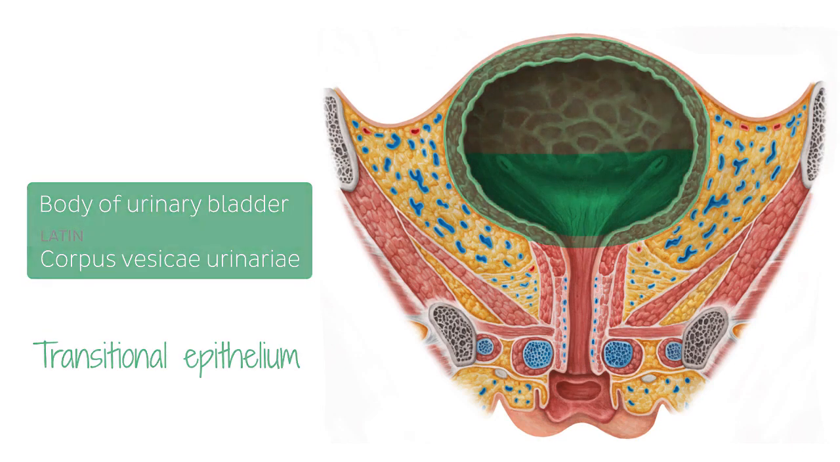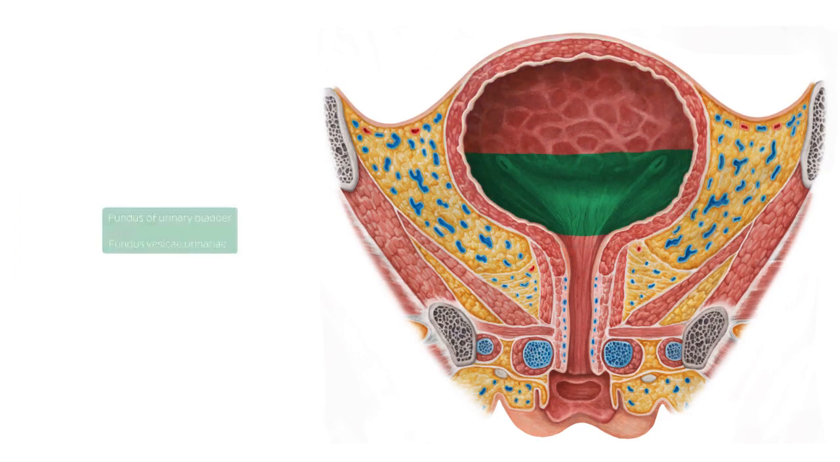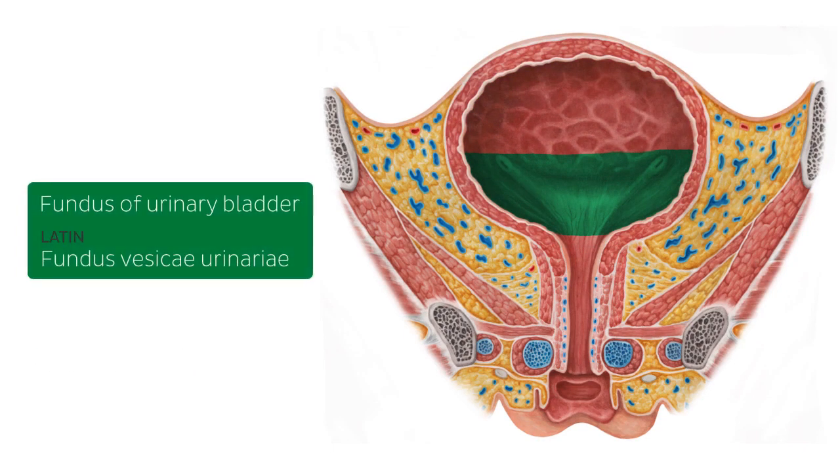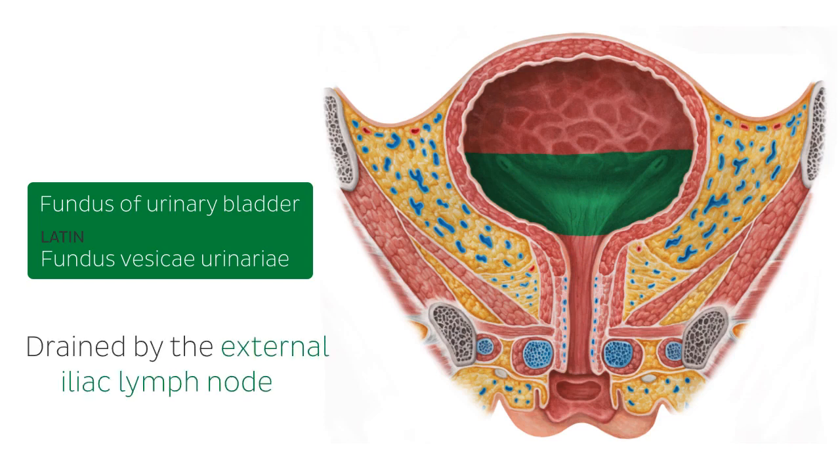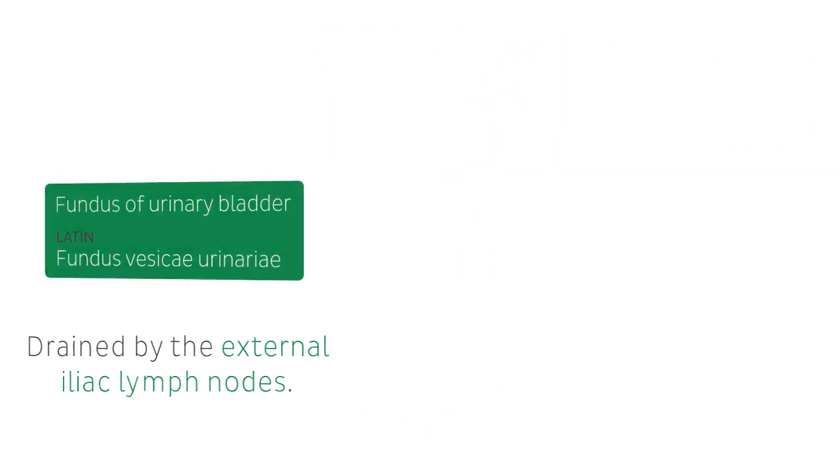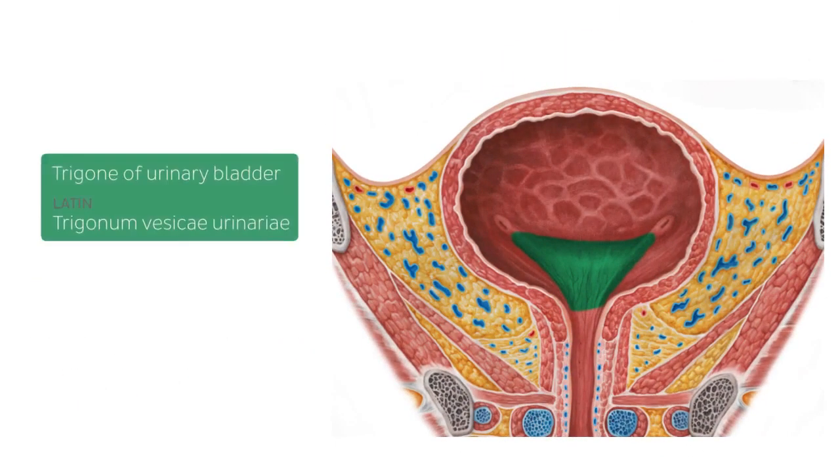Let's continue on to the next structure that you see here highlighted in green, which is known as the fundus. The fundus of the urinary bladder is basically the base of the bladder. It has the shape of an inverted triangle, faces posterior-inferiorly, and is formed by the posterior wall of the bladder. The trigone of the bladder, triangular in shape, as you can see here, faces posteriorly and is drained by the external iliac lymph nodes.